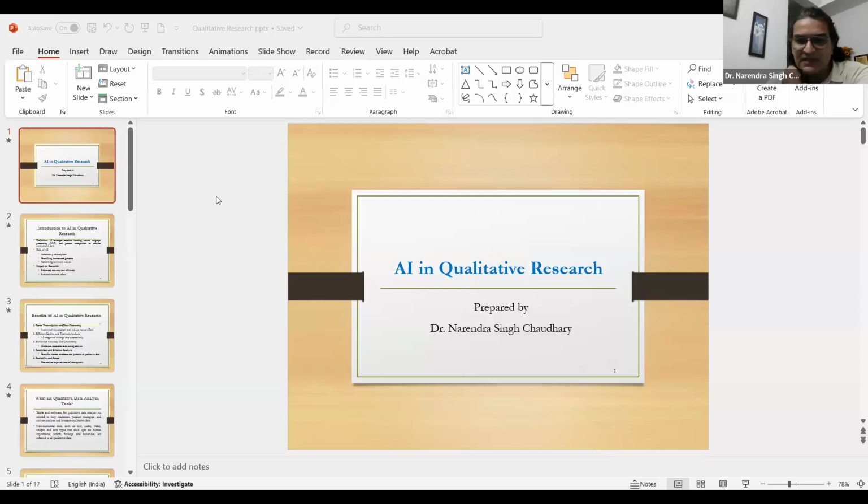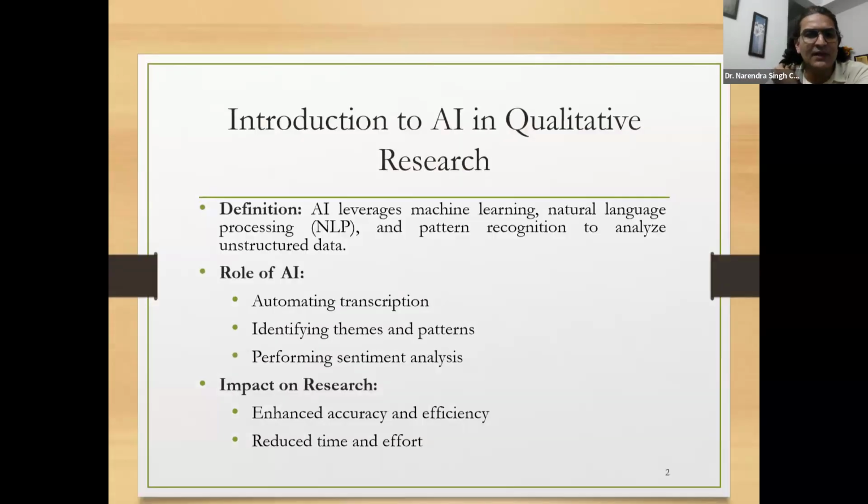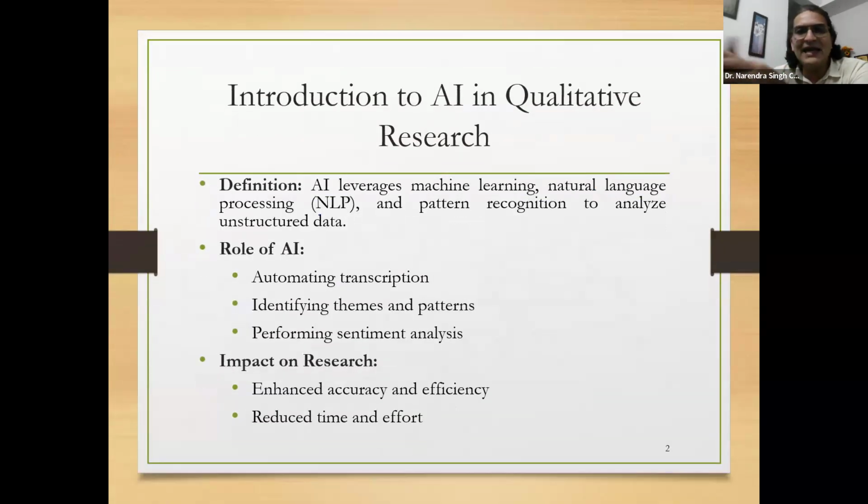Which is an important part. Let me quickly wind it up. So how are we using AI in qualitative research? Earlier I had to make notes and all that. Now I'm taking the help of AI, NLP and pattern recognition to analyze unstructured data. It is helpful in automating transcription, identifying themes and patterns, and performing sentiment analysis. I'll show you with the help of ChatGPT, for example, or any AI tool. I use ChatGPT majorly for your reference here so that you can understand it better.